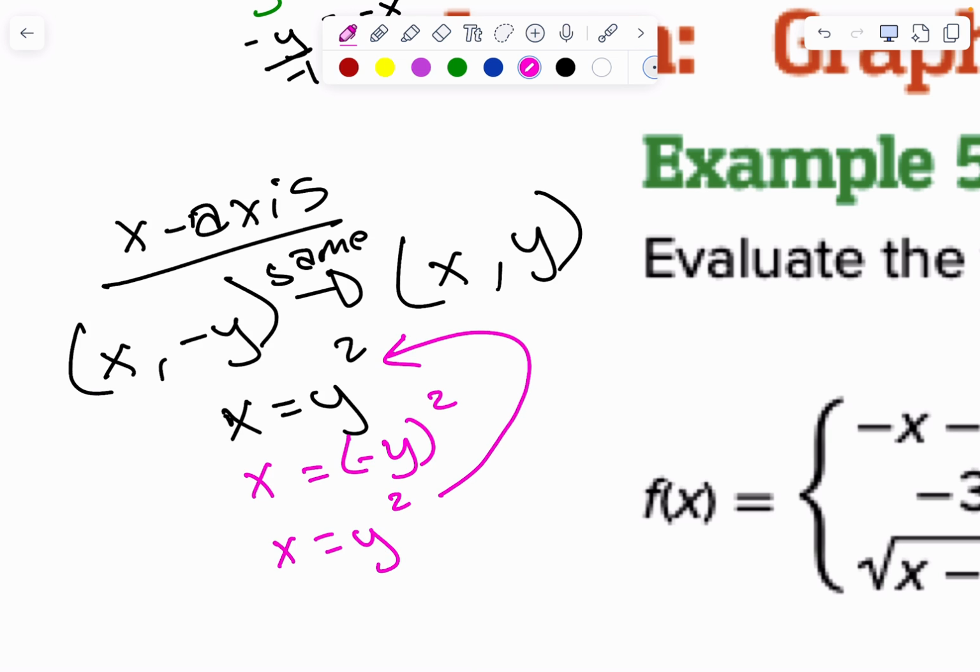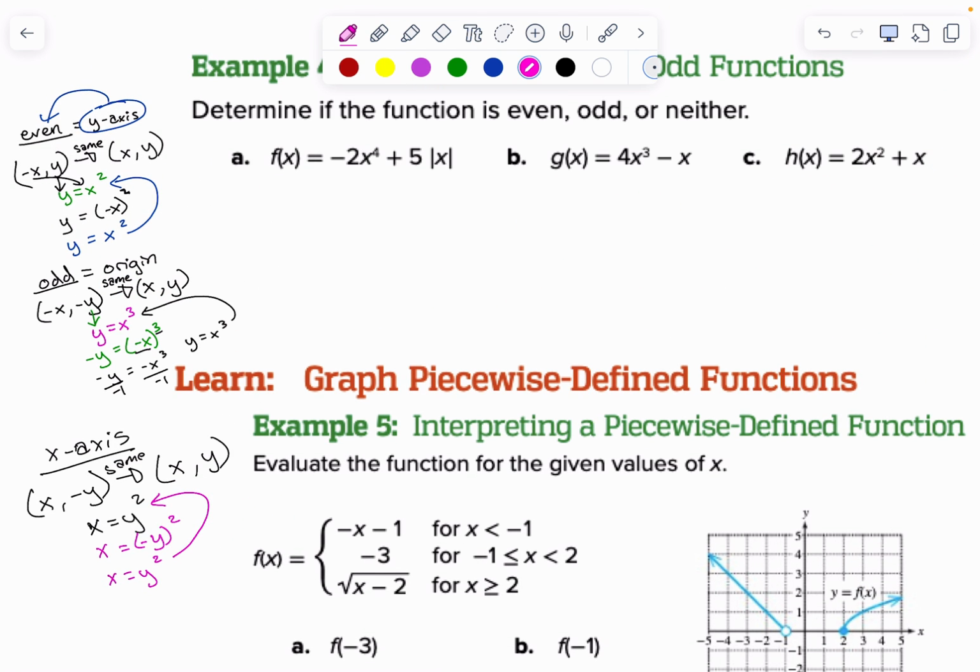It's just the opposite of even, right? But the opposite of even is not odd, correct? Does that make sense? You think x-axis symmetry is the opposite of y-axis symmetry, but the opposite of even, which is y-axis symmetry, is not odd, right? Odd is origin. Confusing.